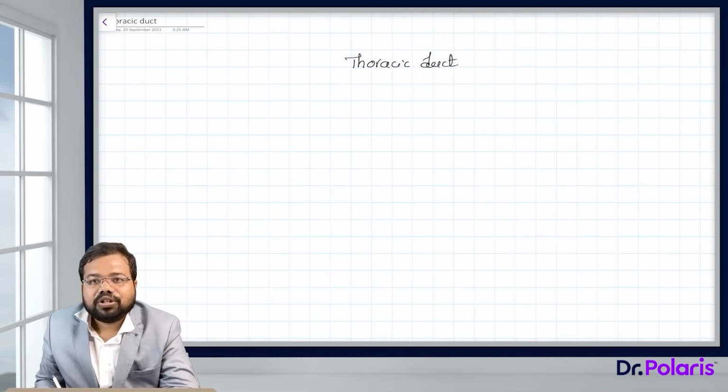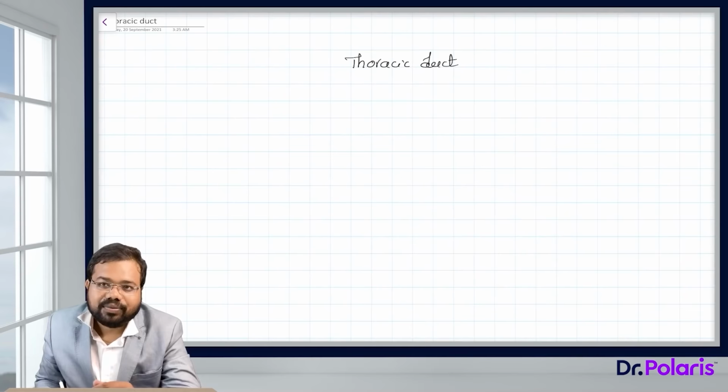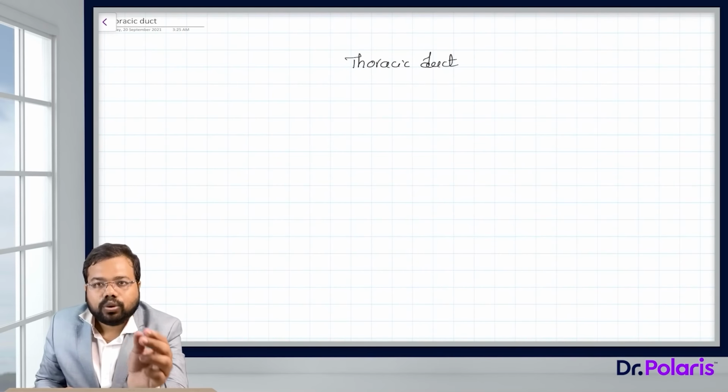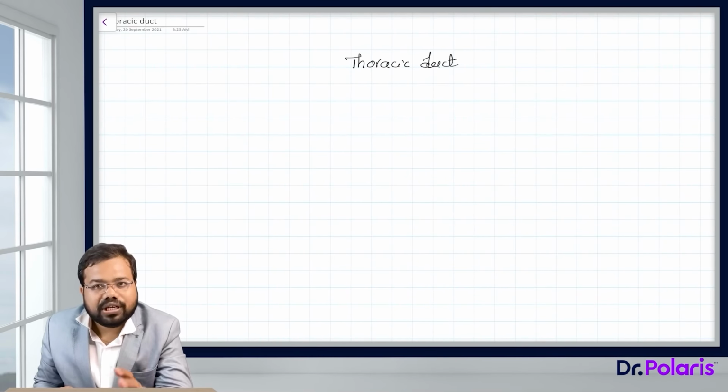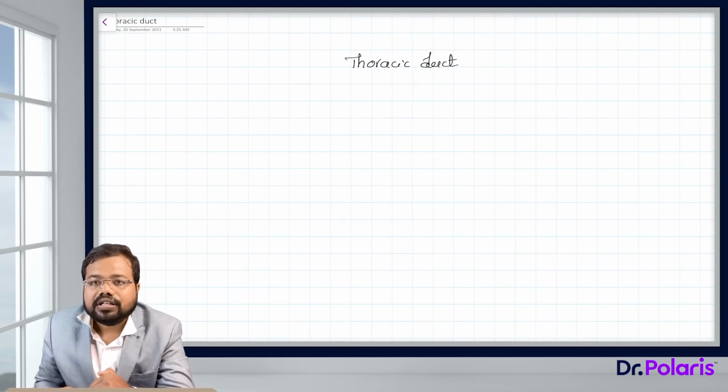Today we will be discussing the topic of the thoracic duct. The name itself suggests a duct that is present in the thoracic cavity, but it's actually a misnomer. It is not only present in the thoracic cavity, but its origin is in the abdominal cavity. Then, along its entire course, it goes through the thoracic cavity and drains into some veins at the cervical region.